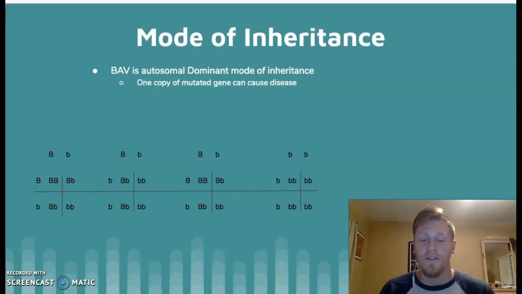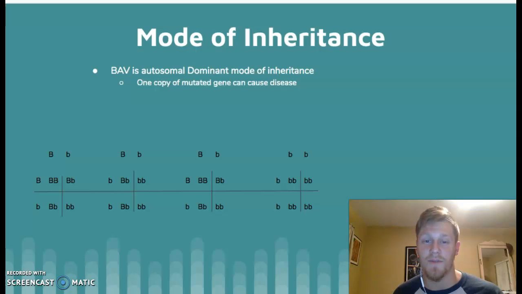While some of the critical congenital heart defects like TOF are autosomal recessive, meaning 2 copies of the mutated gene must be present for parents to pass it down to the offspring, BAV is an autosomal dominant mode of inheritance, which means a mutation is located on the autosome, one of the 22 non-sex pairs of chromosomes, and only 1 copy of the gene is needed to cause an offspring to be affected by the disease.